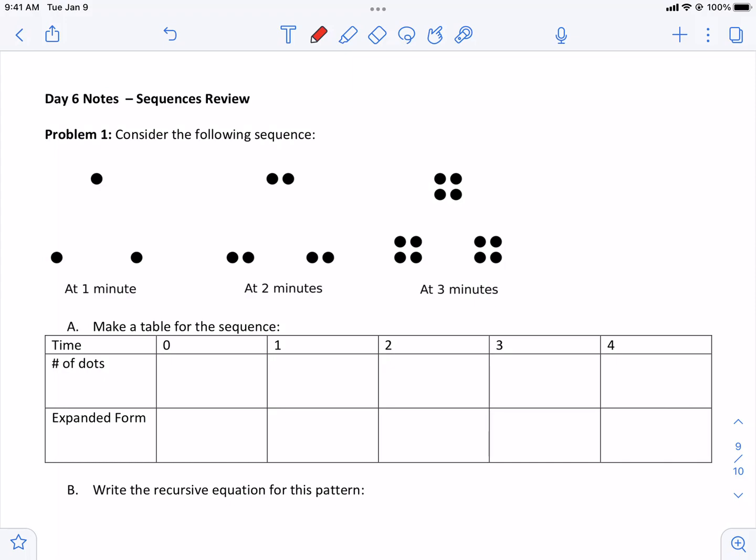Today we'll be reviewing sequences. So in the first problem, consider the following sequence of dots. At 1 minute, you can see how many dots there are, and then at 2, and then at 3. So A, can you make a table for the sequence?